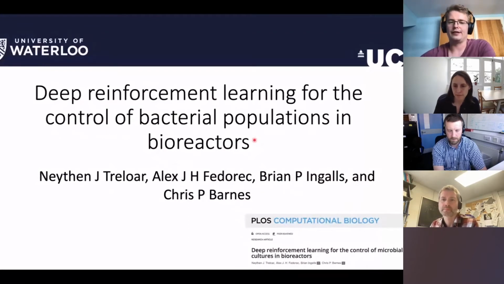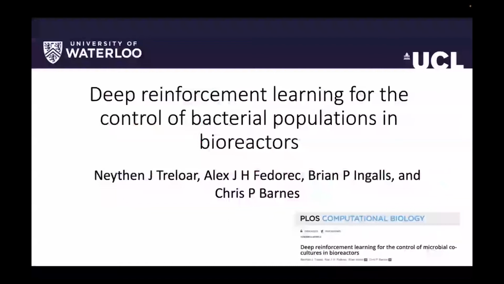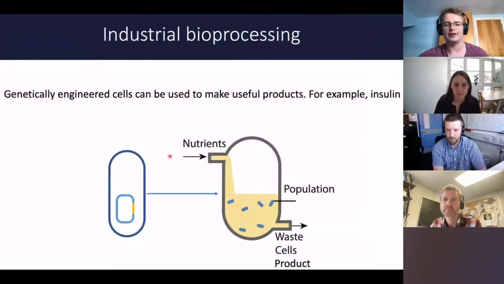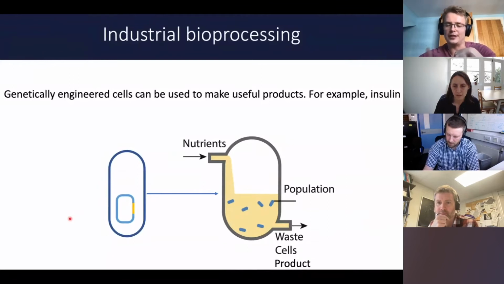Yeah, so I have a couple of slides about this. If we think of industrial bioprocessing, we know that we can take a bacteria and engineer it. So we can put artificial genes in there. For example, if we wanted to produce human insulin, we can engineer a bacteria to do that, and then put that bacteria in a bioreactor and grow it so that it produces insulin. And that's a very useful thing to be able to do.